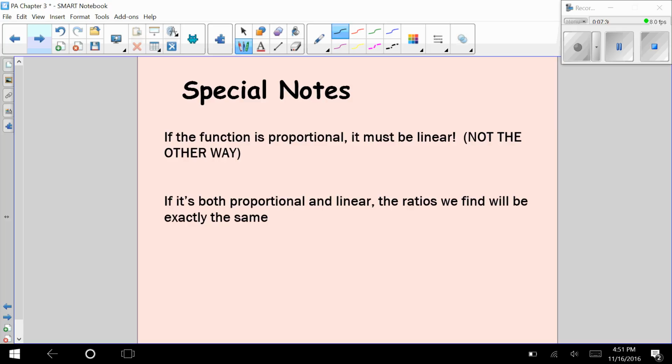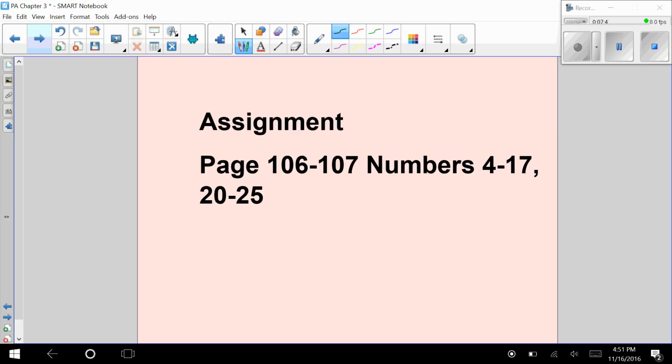A couple special notes. If the function is proportional, it has to be linear, but not the other way around. It can be linear without being proportional. If it's both proportional and linear, the ratios will be exactly the same if we did output over input for our proportional test. This is your assignment.